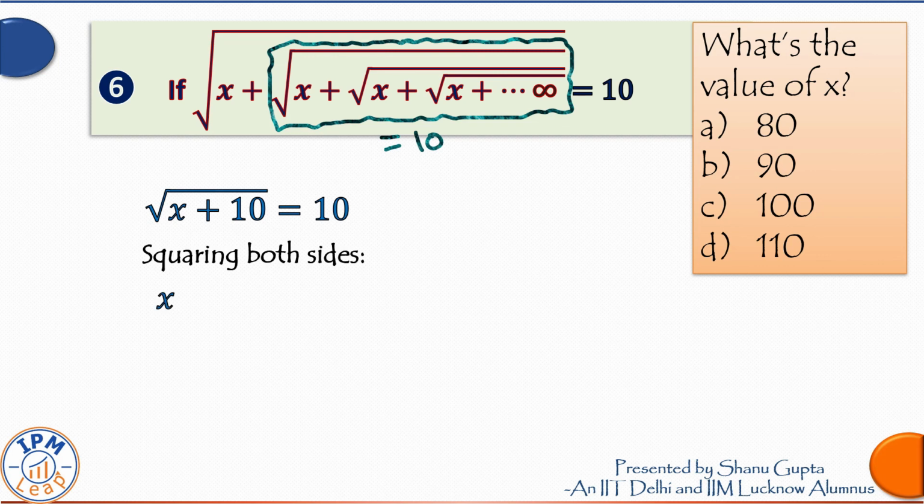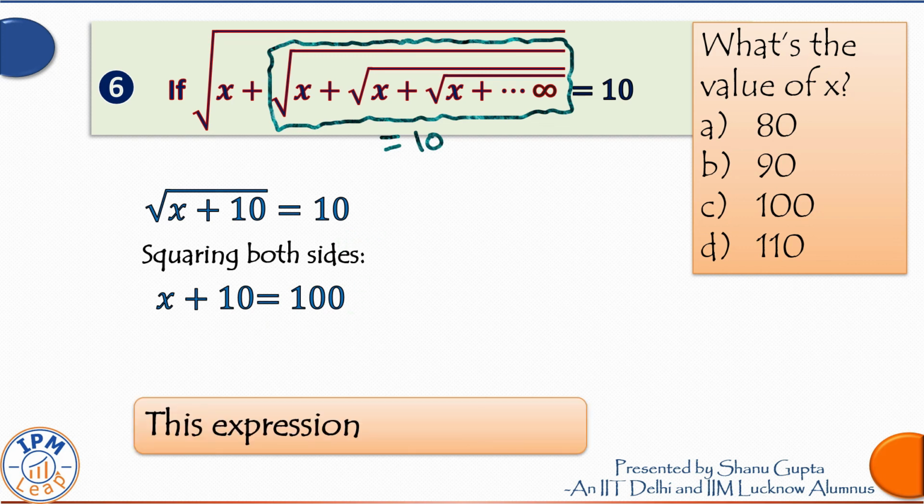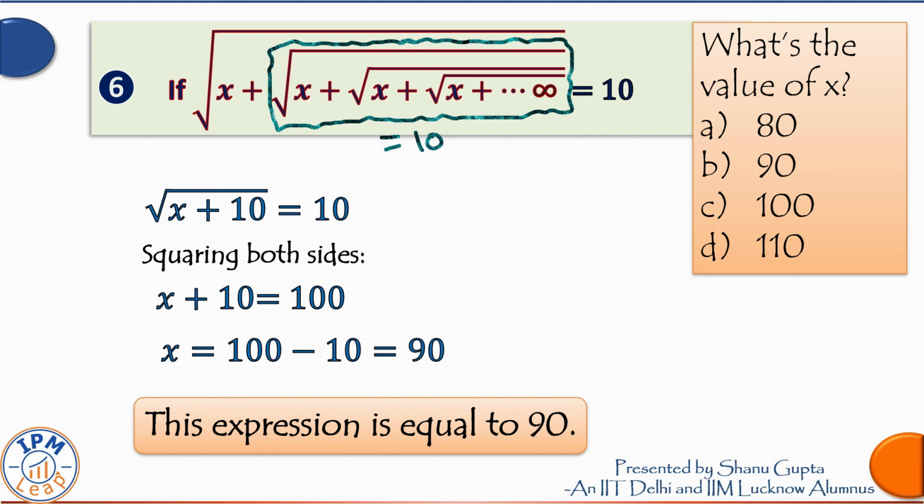Squaring both sides, we will have x plus 10 is equal to 100. And transferring 10 to the right hand side, we can conveniently get the value of x as 100 minus 10, which is equal to 90. So this expression is equal to 90. We tick that value in our options list.